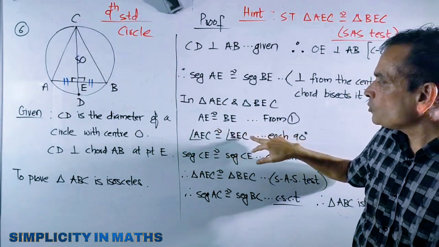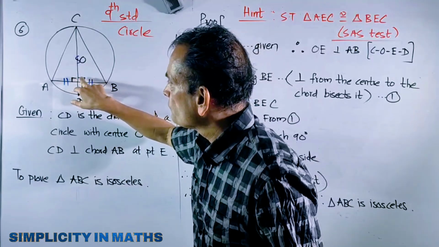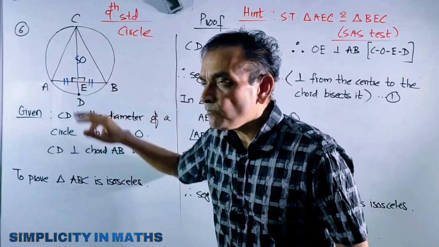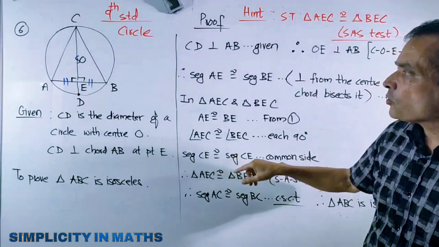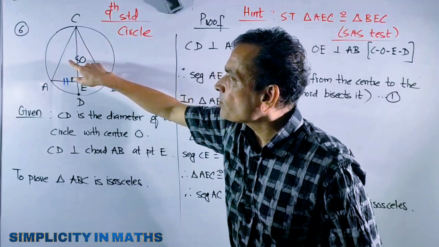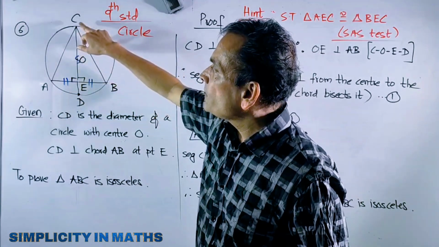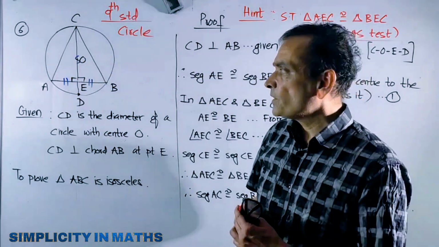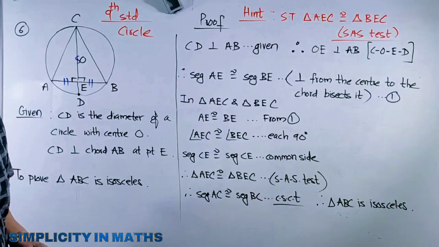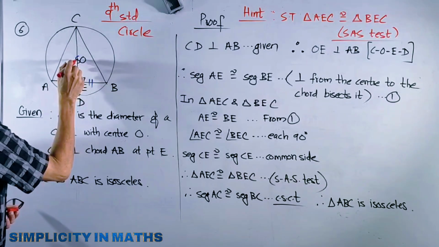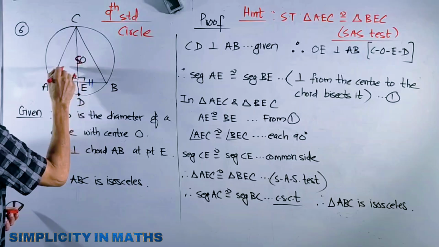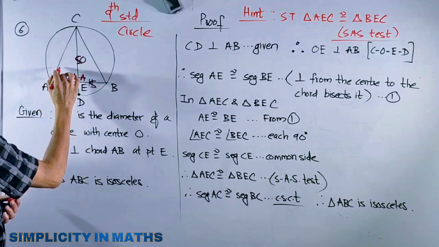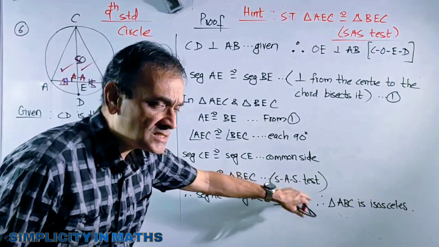Angle AEC congruent to angle BEC, each equal to 90. हमको दिया है ना perpendicular, so both are 90. Segment CE congruent to segment CE, common side for both the triangles. देखो CE congruent to CE. CE is the common side for both the triangles. So what happens? Simple. Both triangles are congruent by which test? Side, angle, side. SAS. So these two triangles are congruent by SAS test.